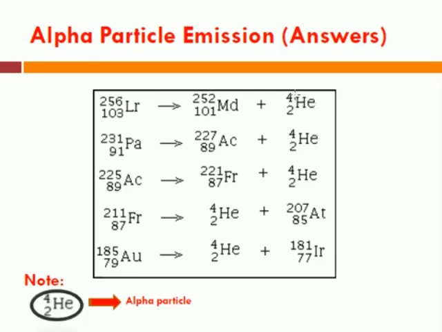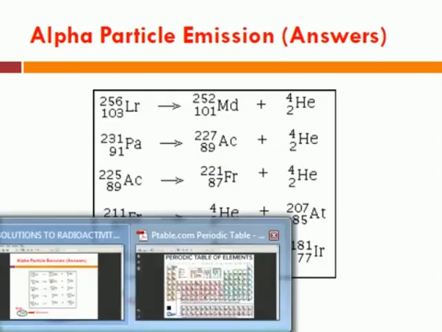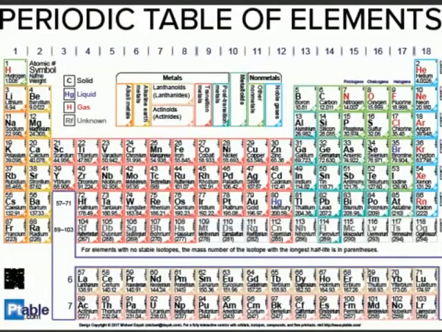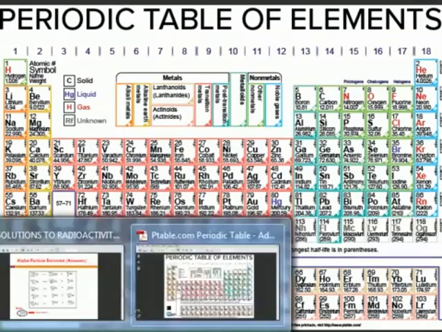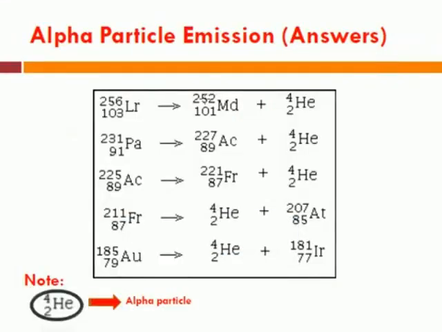Subtract 4 from the mass number here. So 256 minus 4, so we have 252 here. 103 minus 2, so that is 101. Then find the element with atomic number of 101 in the periodic table. So that is mendelevium. That is the answer for number 1.